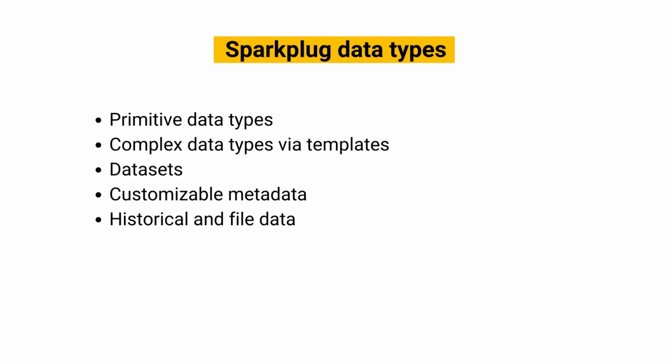To enforce interoperability, Sparkplug supports data type definitions for its payload components. These include primitive data types, complex data types via templates, datasets, enhanced metrics with customizable metadata, metrics aliasing for bandwidth efficiency, as well as historical and file data.